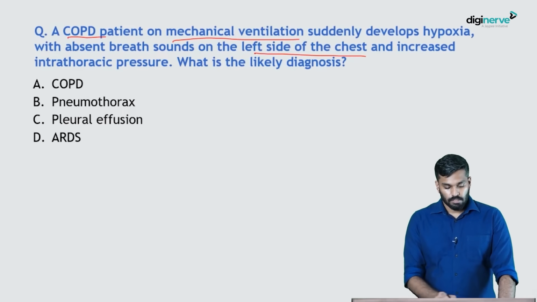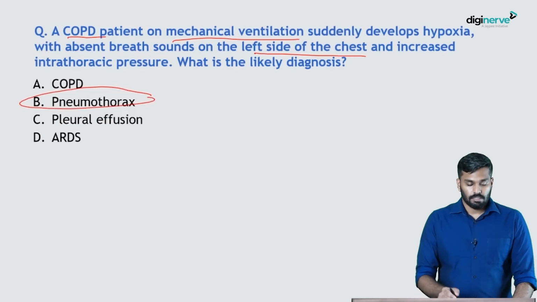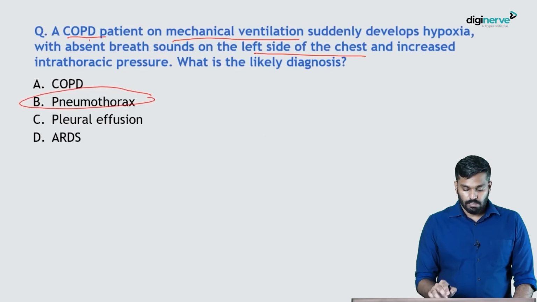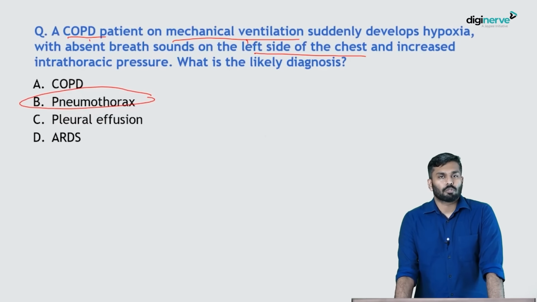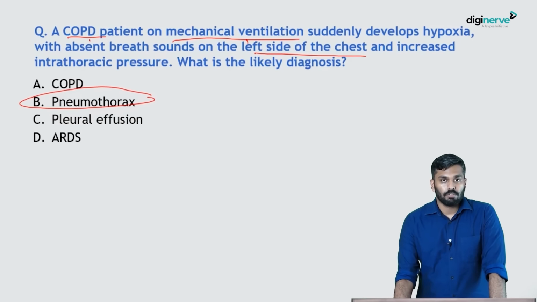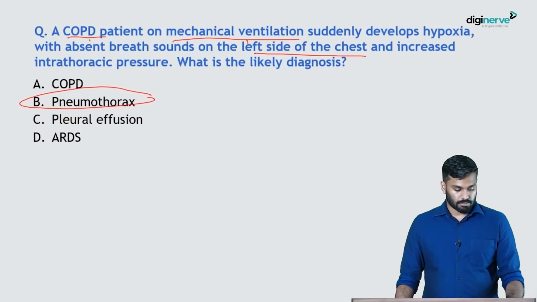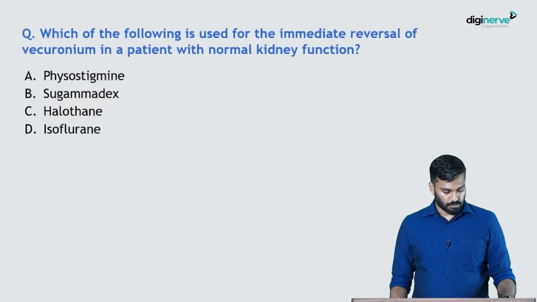It's definitely pneumothorax, because you can see a COPD patient, mechanical ventilation, both of this put together, you can definitely make sure the patient would have most probably had a bulla which would have ruptured while doing mechanical ventilation, causing pneumothorax. Yes, the answer is B.